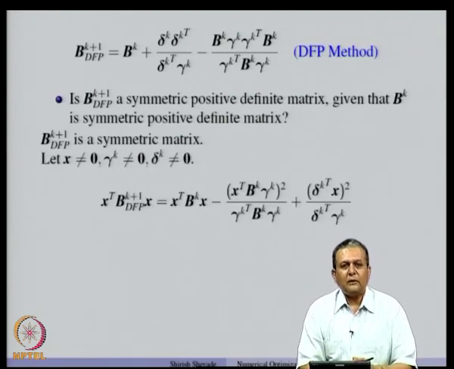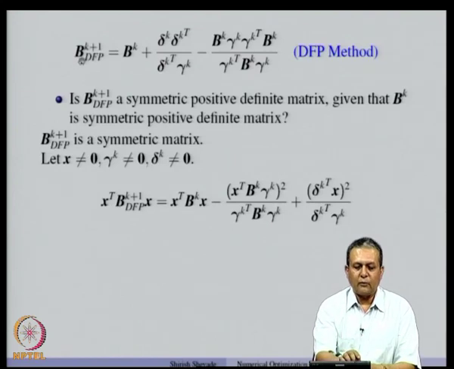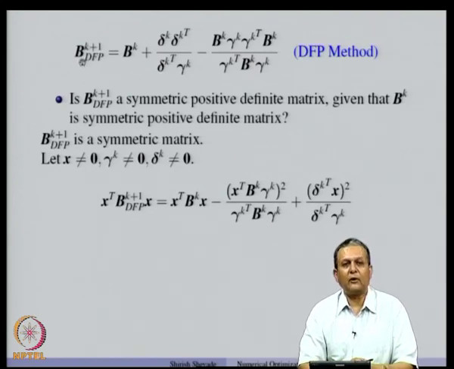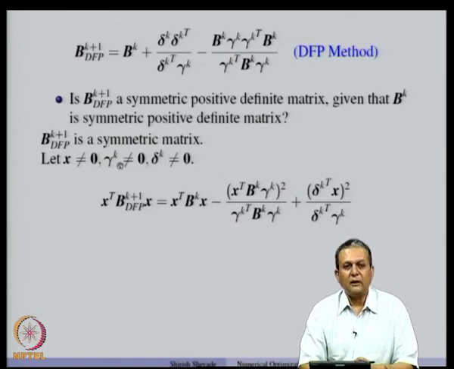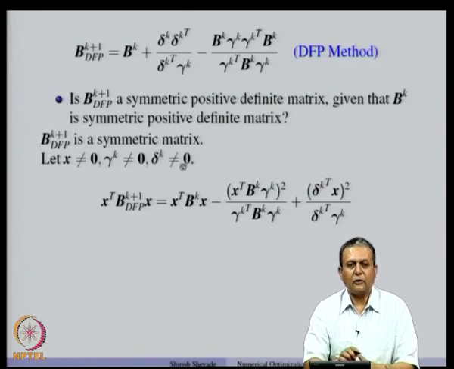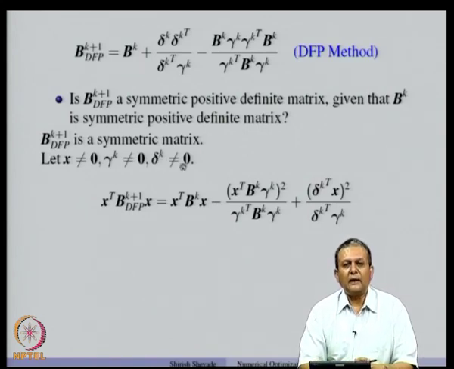Now, to show that a matrix is positive definite, we have to take a non-zero vector x and show that x transpose B_{k+1} x is greater than 0 for all non-zero x. Now, let us choose some x which is non-zero, then gamma_k is also non-zero. Which means that g_k and g_{k+1} are not equal, and delta_k is also non-zero. That means that x_k and x_{k+1} are not equal.